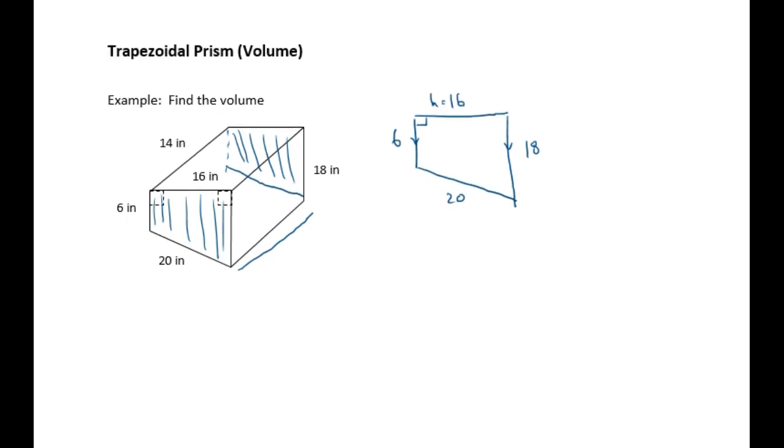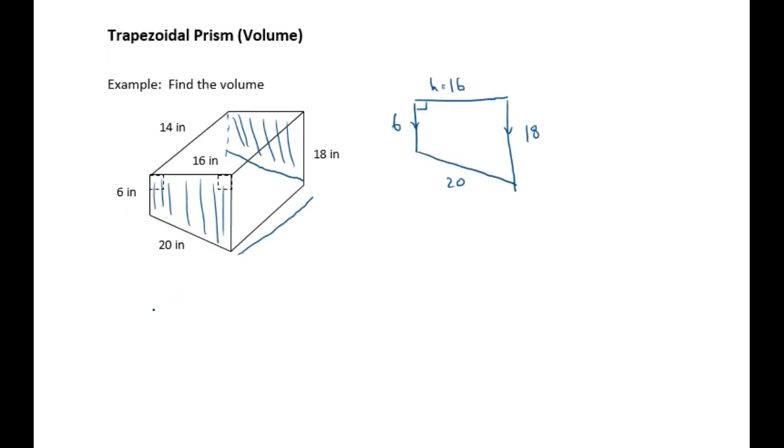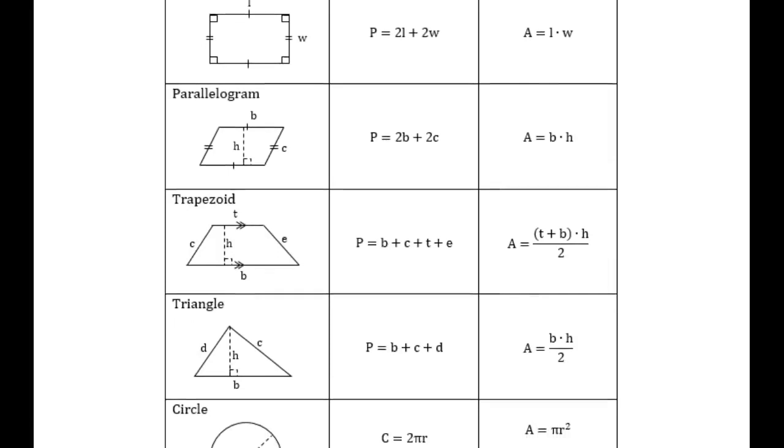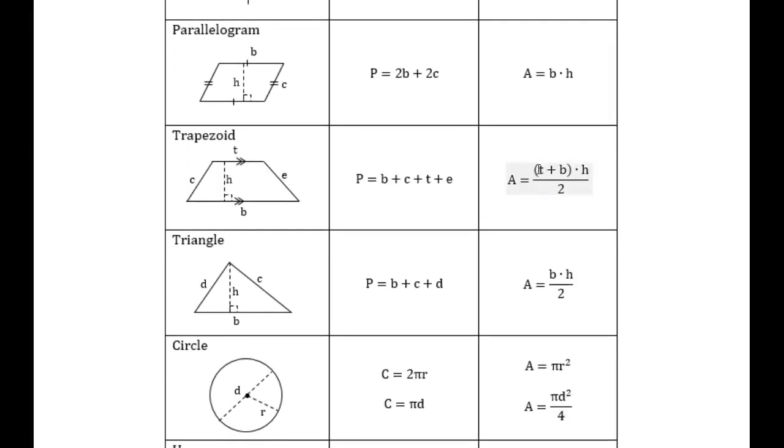So remember, for the volume of a prism, the generalized formula is area of the base multiplied by the height of the prism. So we need to figure out the area of this base. Area of a trapezoid, again, you might not have that memorized. You might have to go to your resource sheet and look that up. Area of a trapezoid is your top plus your bottom, and remember, those are the parallels, multiplied by your perpendicular height between those, divided by 2.